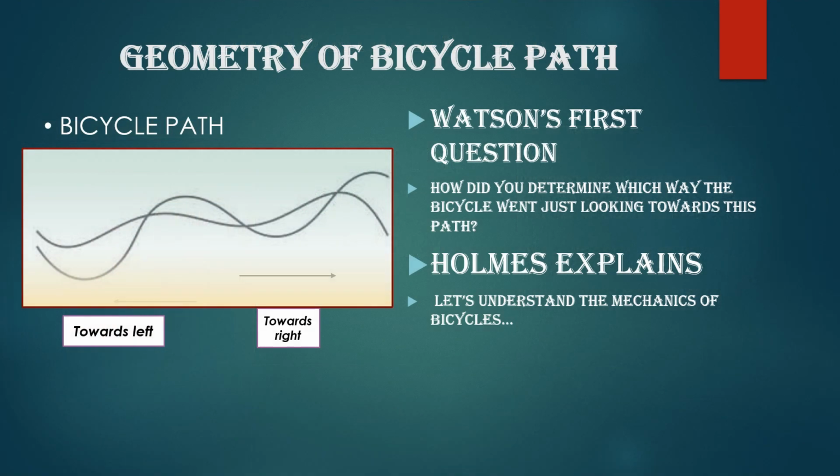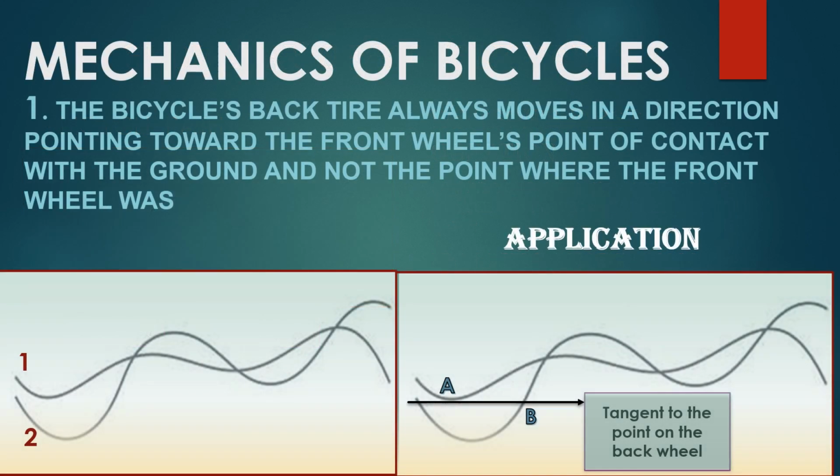went. Watson was confused and he asked, "How did you determine which way the bicycle went just looking at this path?" So, in the left figure, given this bicycle path, although it is extended in both directions, we are looking at some segment of this extended bicycle path. And looking at this segment, we have to determine which way the bicycle went. For that, we need to understand the mechanics of bicycles.